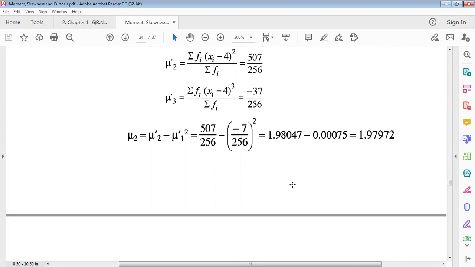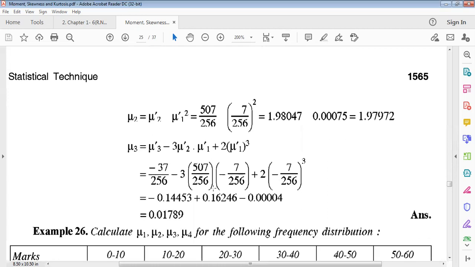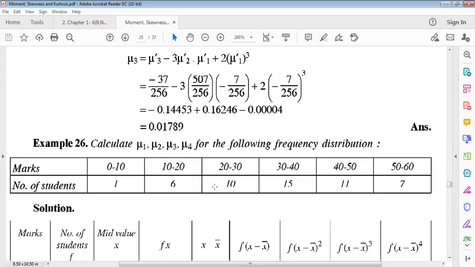Now using the relationship between raw moments and corrected moments, we can find mu1, which is always 0. Remember it: the first corrected moment equals 0. So mu2 equals actually what? Just using this relationship, the second raw moment minus the first raw moment whole square, we get this one. That means the second raw moment will be this. Now the third raw moment will be using this.